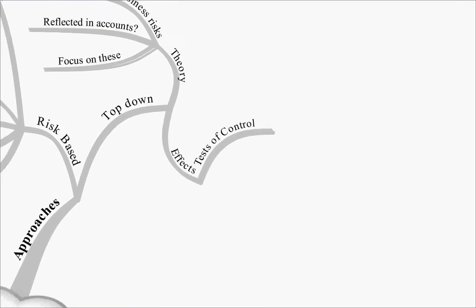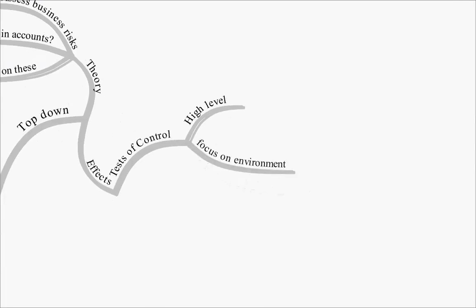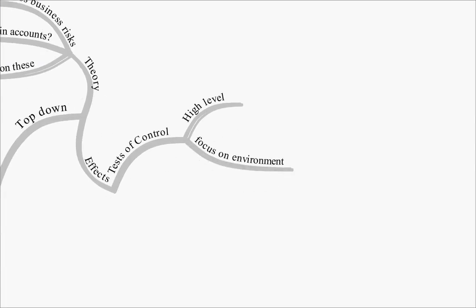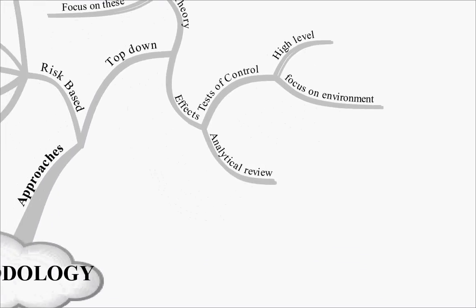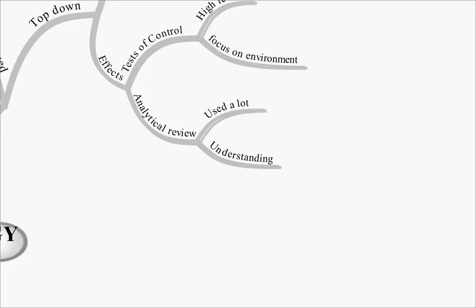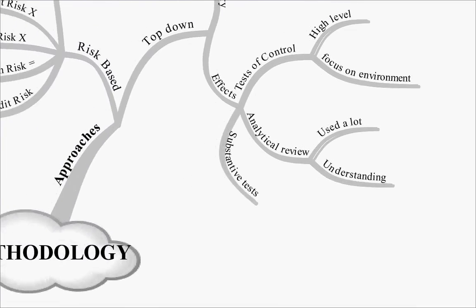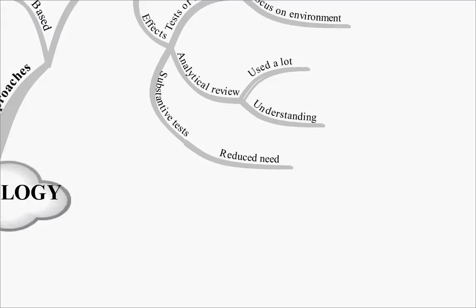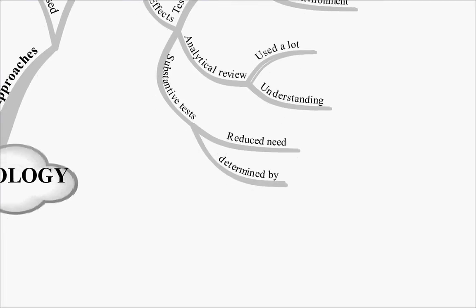The effects of a top-down approach are that we test the controls at a very high level, and we also focus on the control environment within the business. We'll undertake analytical review, we'll use that quite a bit, and it'll give us an understanding of the business as a whole. Substantive tests then, well, we'll have a reduced need for substantive tests or tests of balances because we'll have focused our audit in on the high risk areas. We can't eliminate substantive tests, but the level of them will be determined by the tests of control and the analytical procedures that we've undertaken.